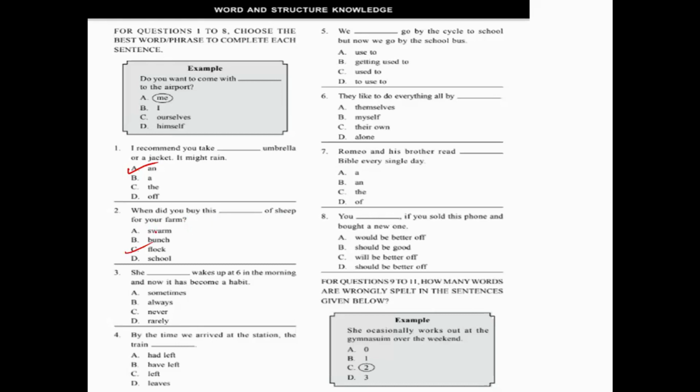Whereas swarm is a collective noun for insects, a swarm of insects, right? Bunch of flowers, flock of sheep, school of fish. Okay, so as we have sheep here, we have to use option C, flock of sheep.